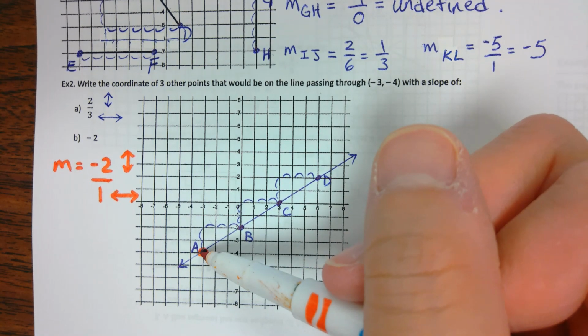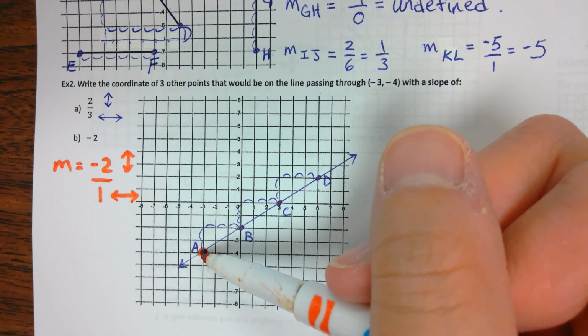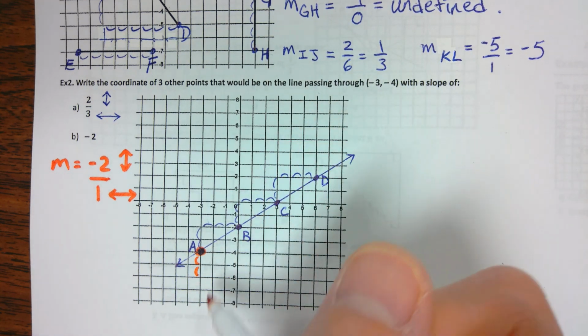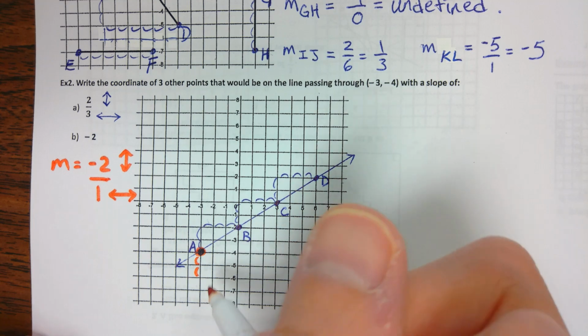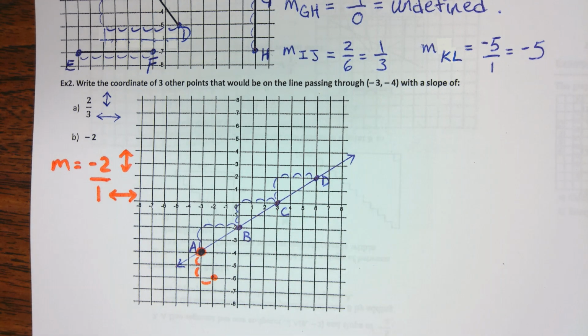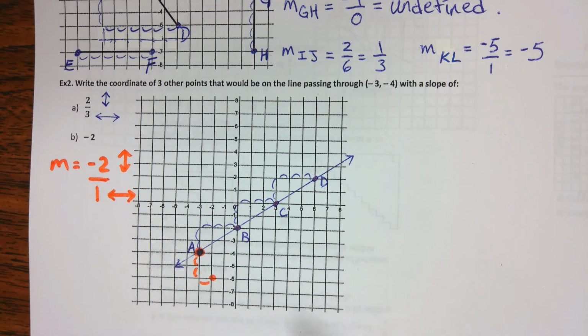If my rise is -2, I'm going to go down 2. And then which way do I go? Right. I always go to the right. Sometimes people think go down and then they go to the left, and then what will happen? You'll get a positive slope. I know that my negative is this way. So if you do your rise over run first with the positive or negative, always go to the right.